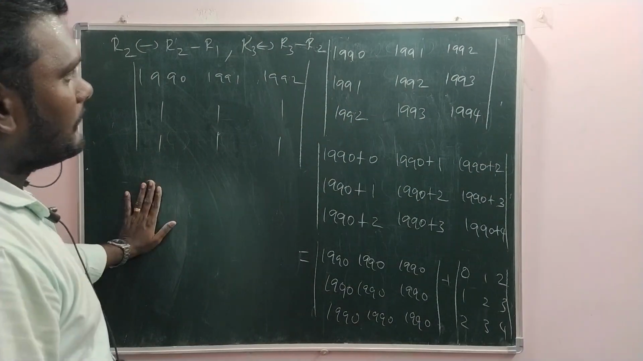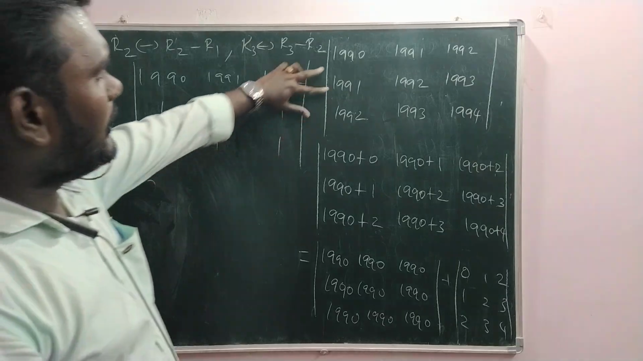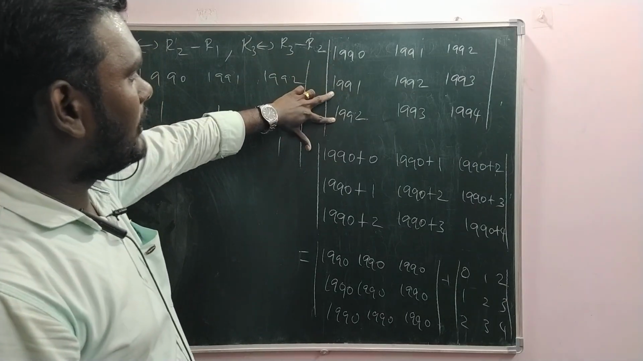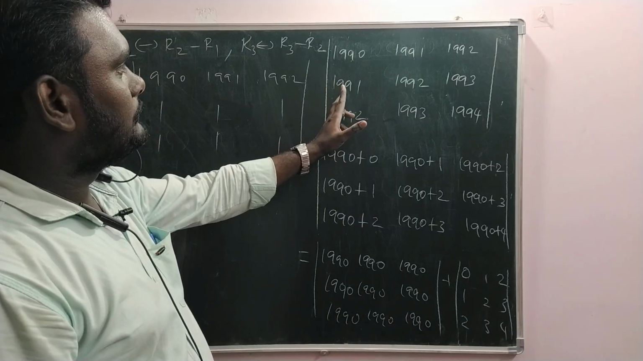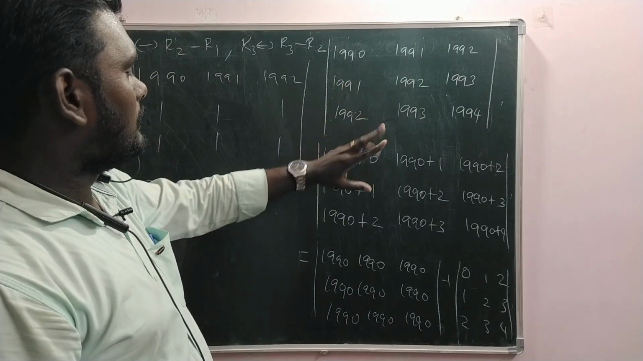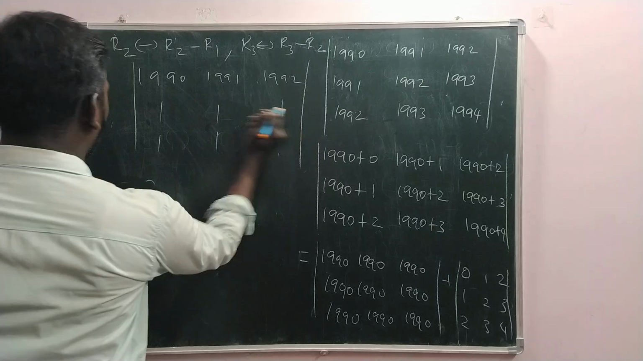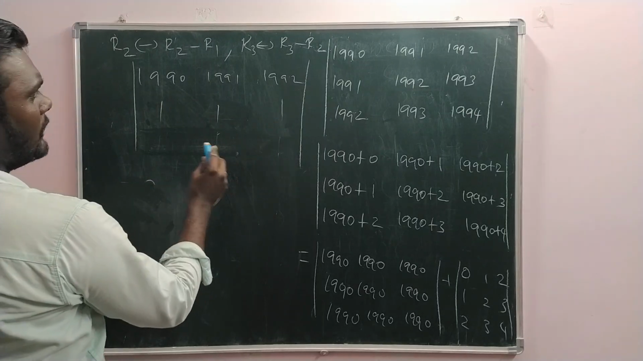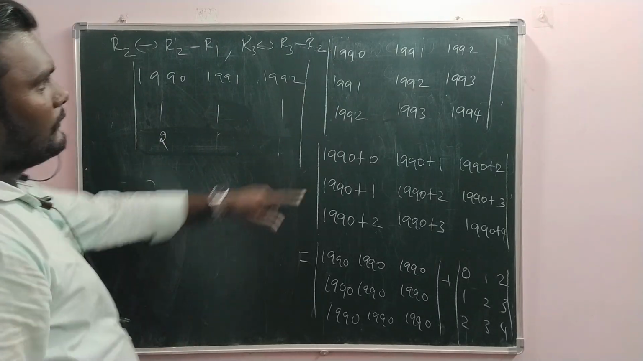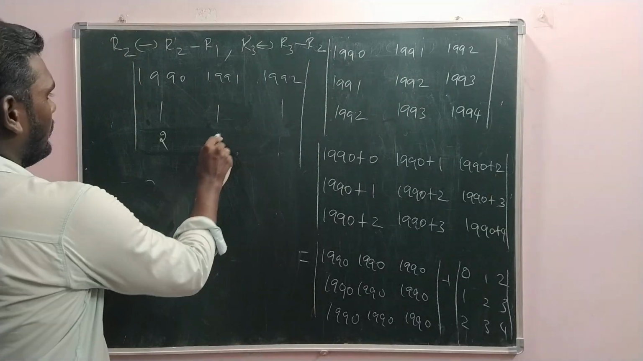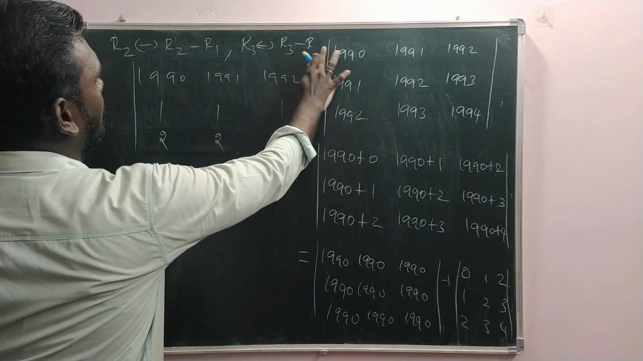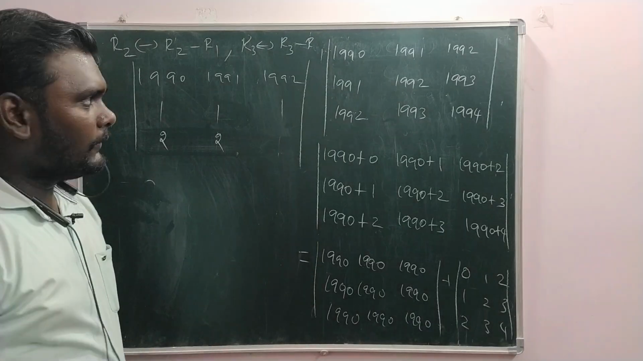Then we'll rewrite better. Like, these two have the difference 1. These two have the difference 1. Or we can make it with the column. Column also is still the same. So if that happens, what is it? This difference will become 2 and this difference also will become 2. It is not with R2, R1. Okay, you are right. I was wrong.